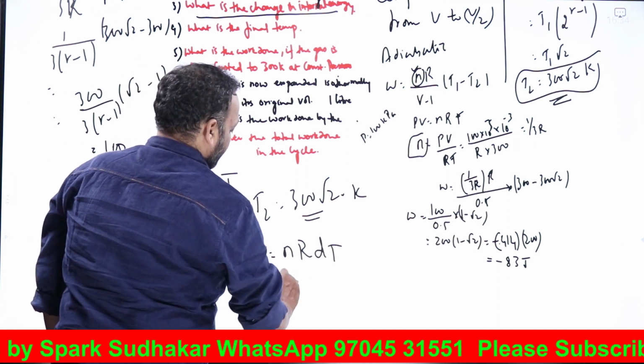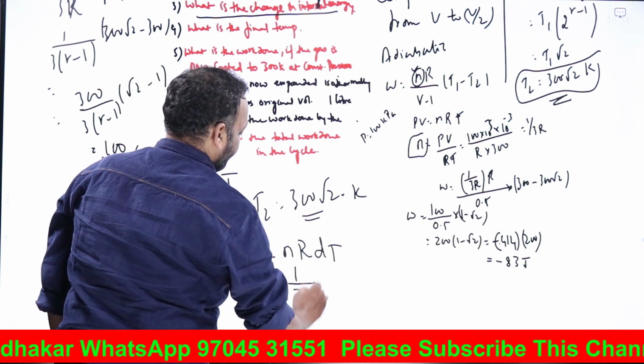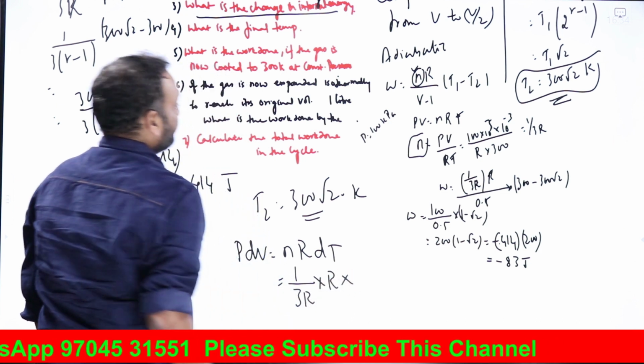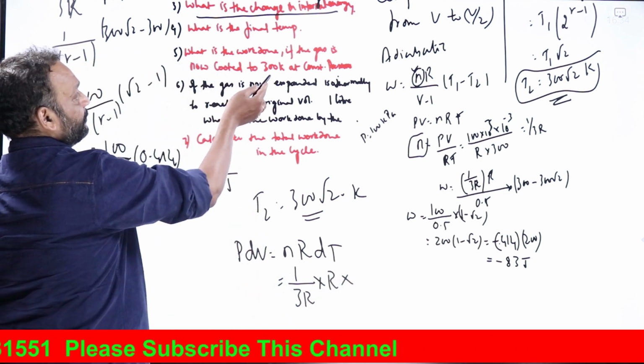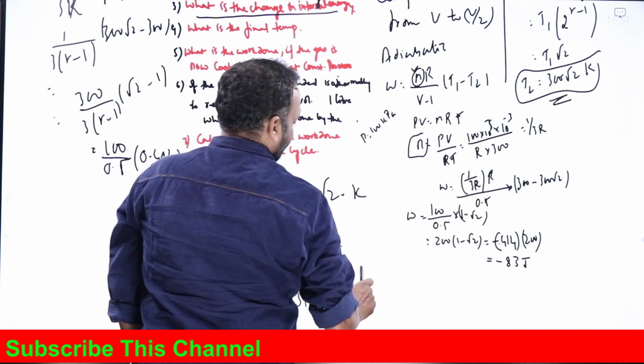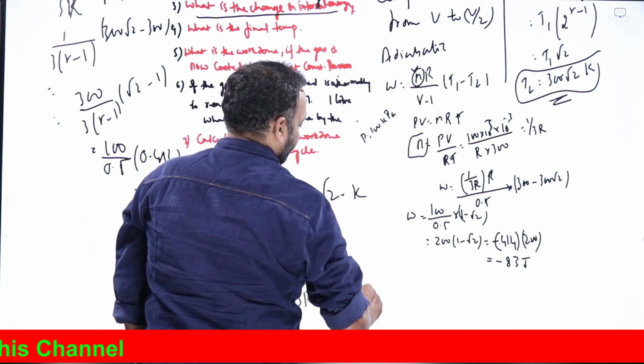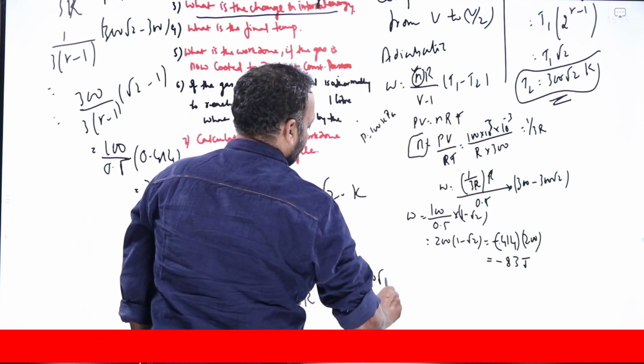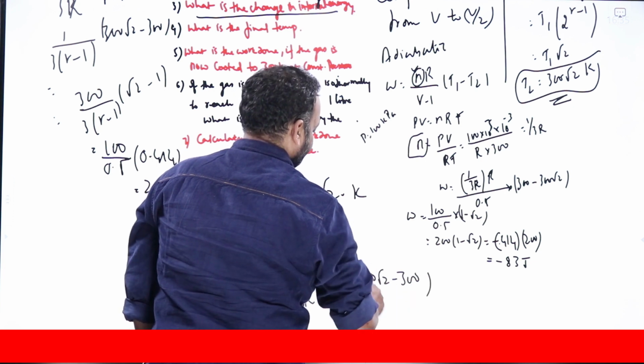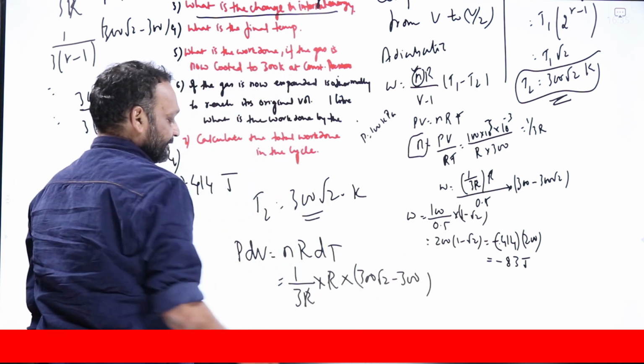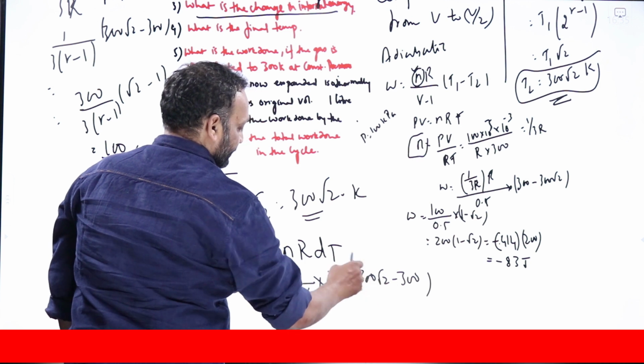n is 1 by 3 R, into R, into change in temperature. Now cooled to 300 Kelvin, that is from 300 root 2 to 300, so 300 root 2 minus 300. R and R get cancelled. 300 I can take common.